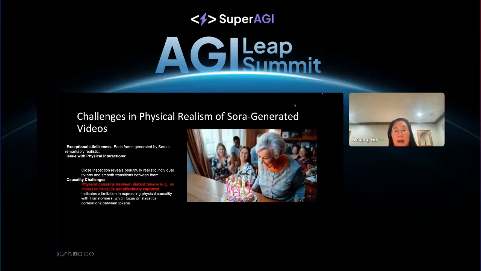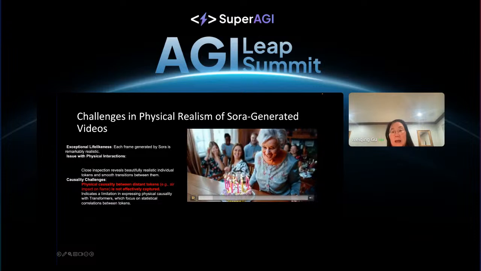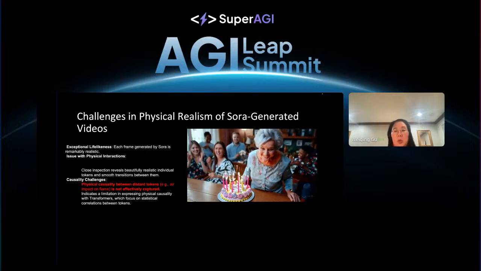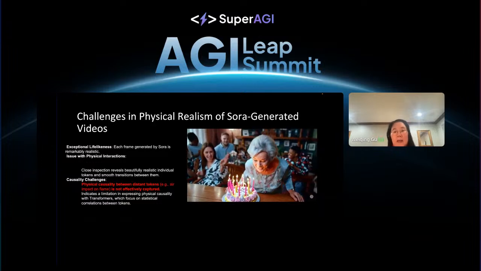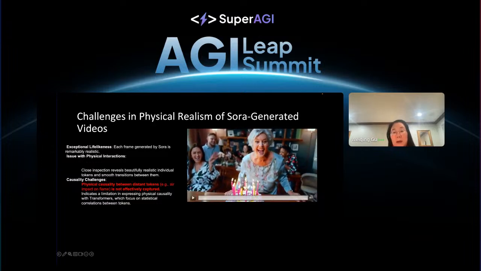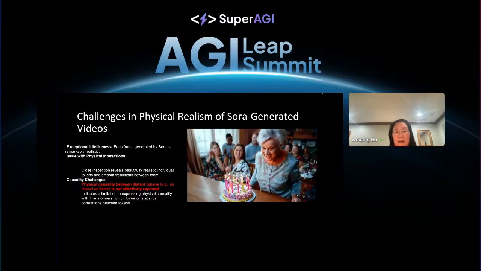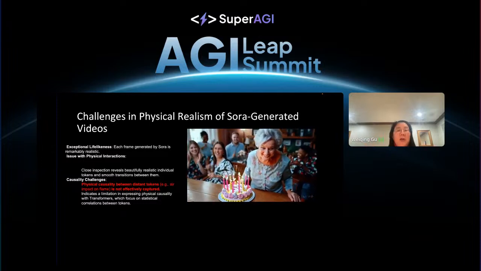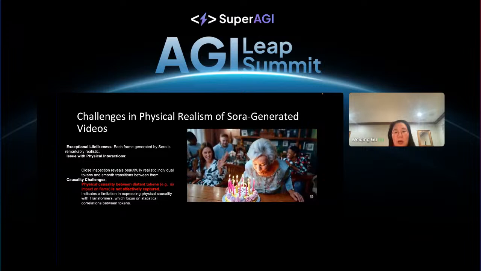Let's look at this movie. You can see everything seems very true from just some text. You can see that below the candles, the fire frame stays, right? The air's impact on the flame is not actually captured, because that token and the other token are so far apart. They can't smoothly connect; they can't connect in a very, very close situation. Look at that. Below, nothing happened, right?